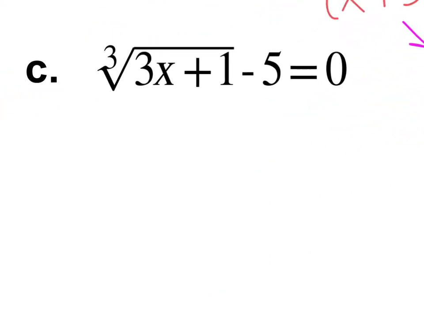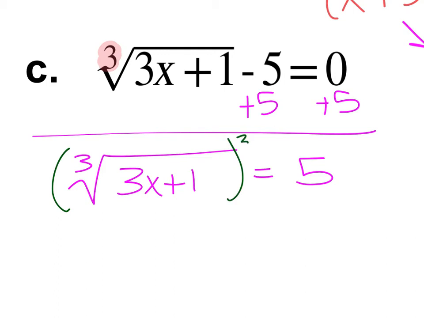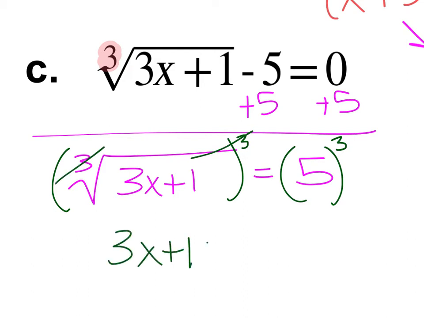All right, now here we have a cubed root for example C. And we can go ahead and get rid of that by cubing both sides instead of squaring both sides. But first we need to add over the 5. So here's what that looks like. Now, because this isn't a square root, this is a cubed root, we're going to do both sides to the 3rd power. That cancels out your cubed root, so we get 3x plus 1, and then 5 to the 3rd power. 5 times 5 times 5 is 125.